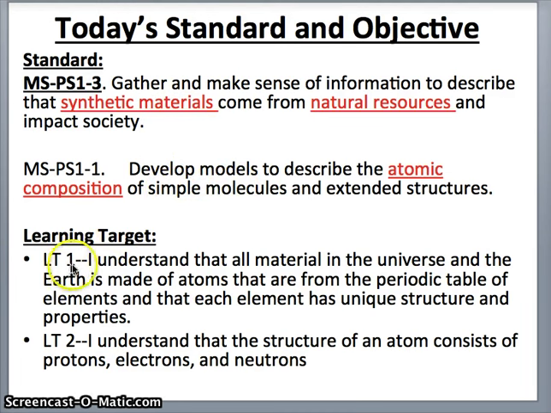So we have learning target 1, which is you understand that all material in the universe and the earth is made out of atoms that are from the periodic table of elements and that each element has unique structures and properties. And LT2, which is I understand that the structure of an atom consists of protons, electrons, and neutrons.